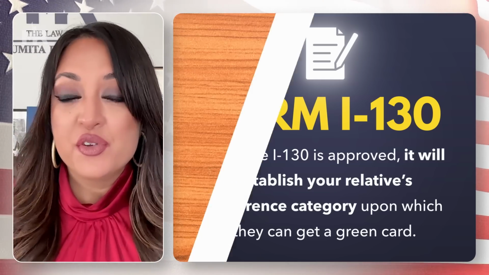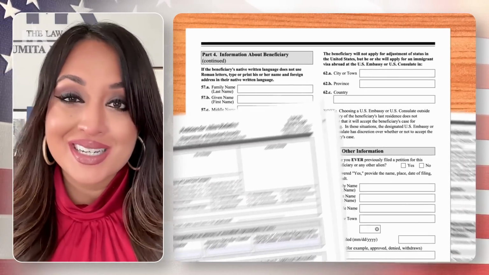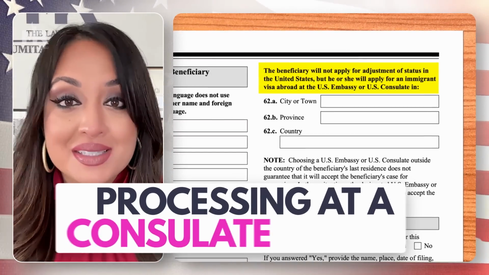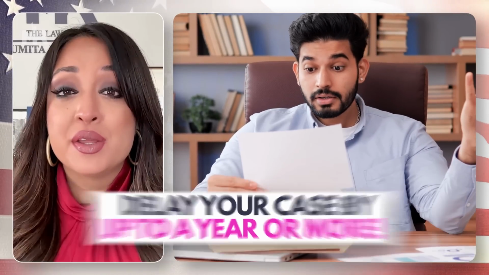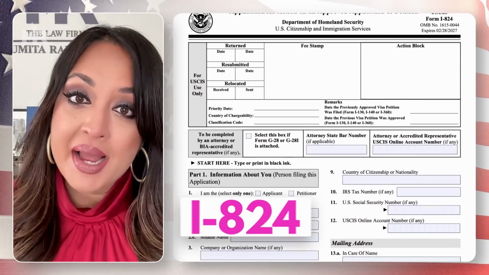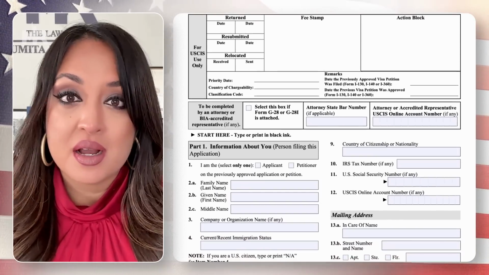If your relative is outside the United States, then you must indicate on your I-130 that you are requesting processing at a consulate abroad. If you fail to indicate this on your I-130, then it can delay your case by up to a year or more because then you would need to file an additional application called the I-824 to have your I-130 approval sent to the consulate abroad.